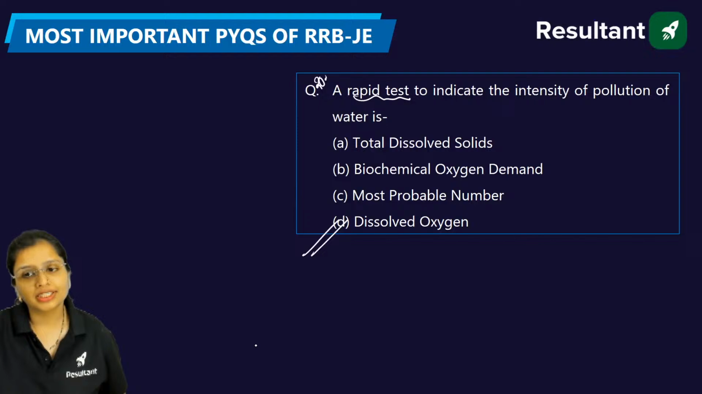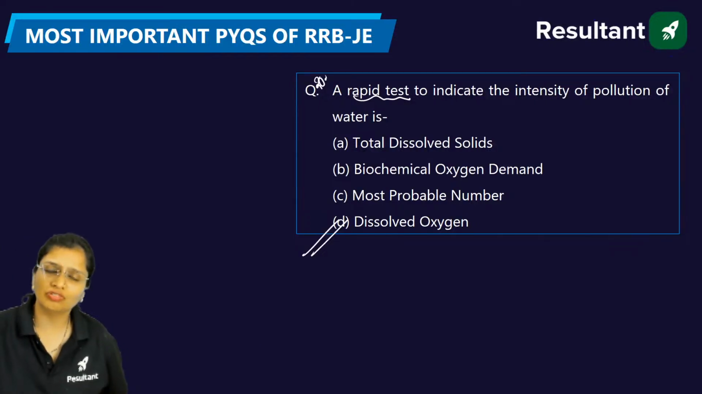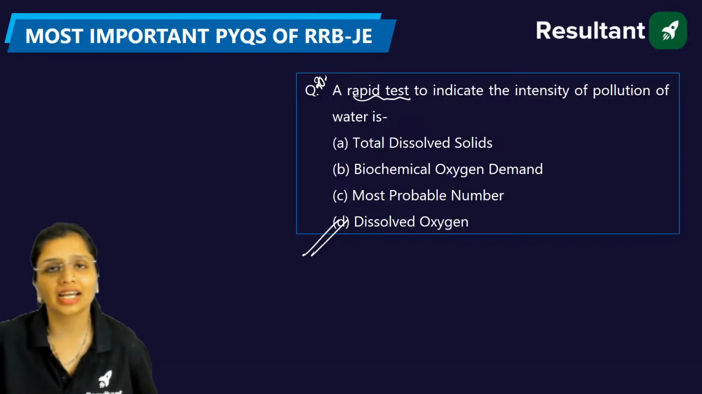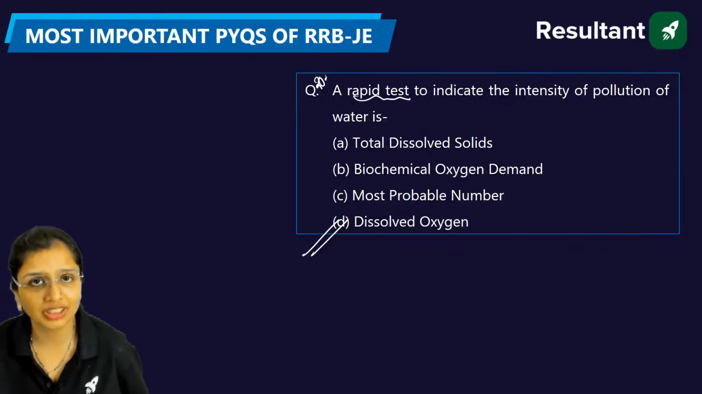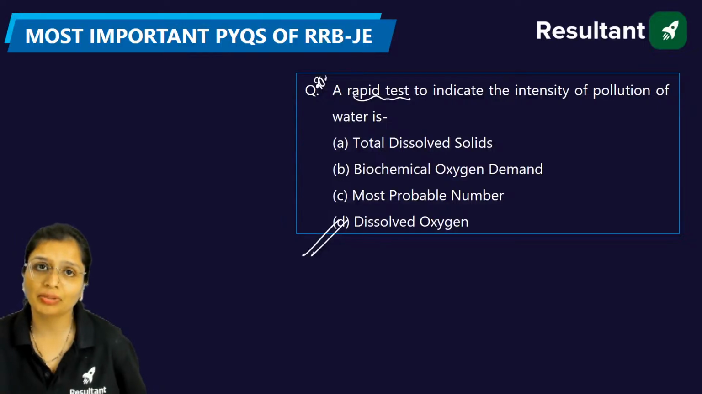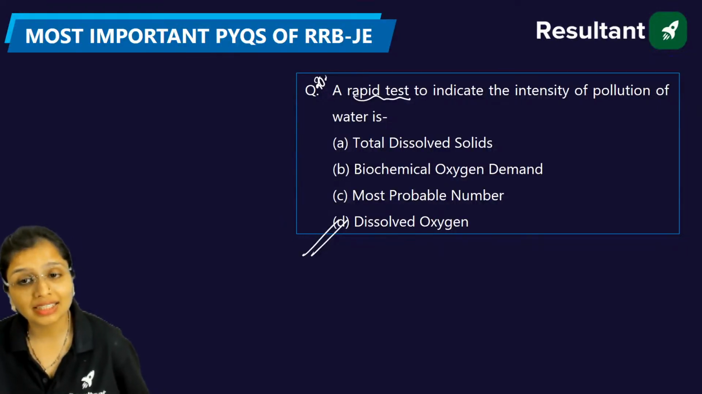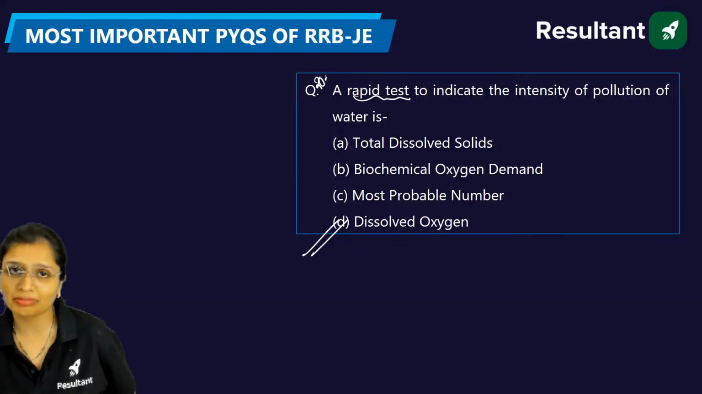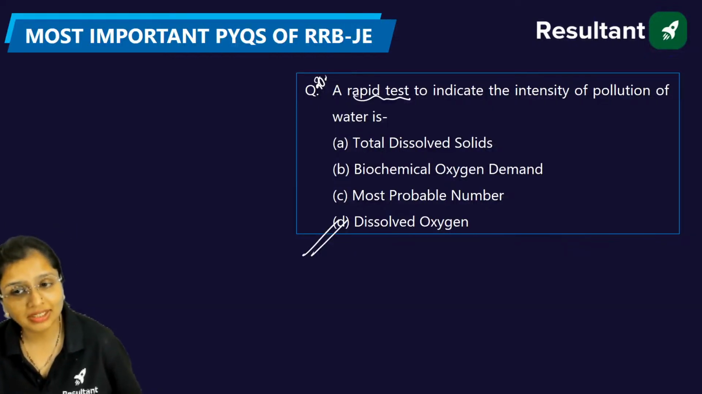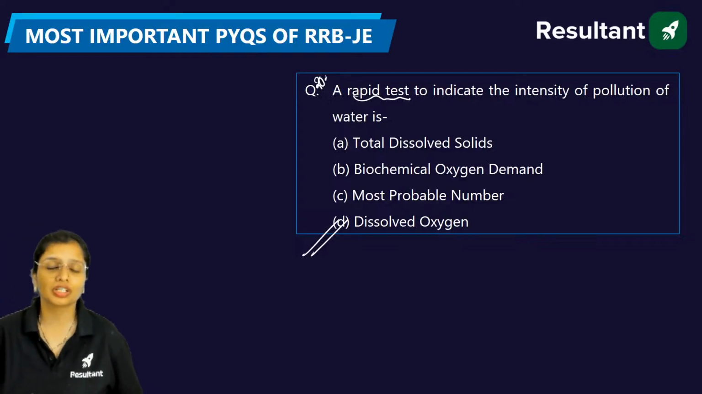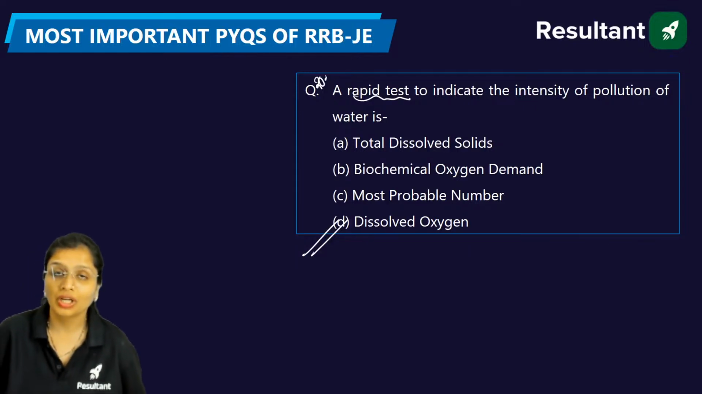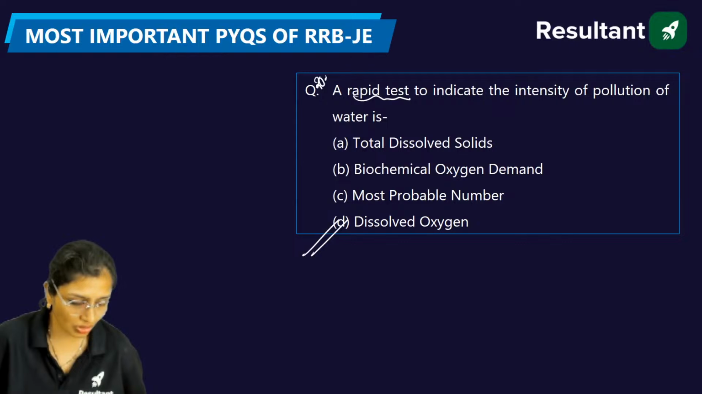Dissolved oxygen. Just measure the dissolved oxygen of that water. If the dissolved oxygen in that water is less than the saturation dissolved oxygen, then what will happen? Then that means that water is being polluted by organic matter, and since organic matter is there, microorganisms will be there. So a rapid test to indicate the intensity of pollution of water is dissolved oxygen. This you can calculate by Winkler's method and it will not take 5 days and all to give you the value. Clear? So dissolved oxygen.